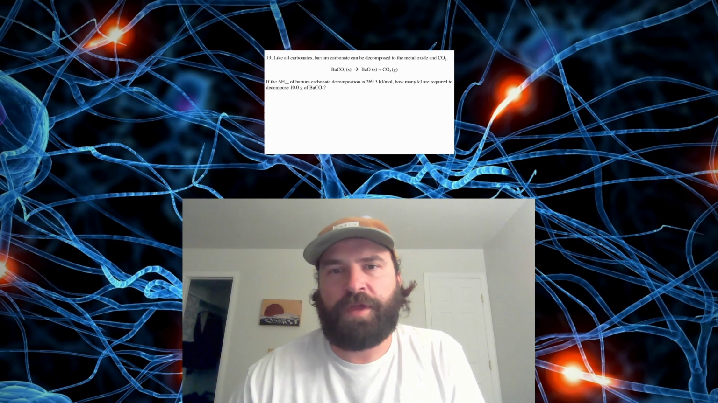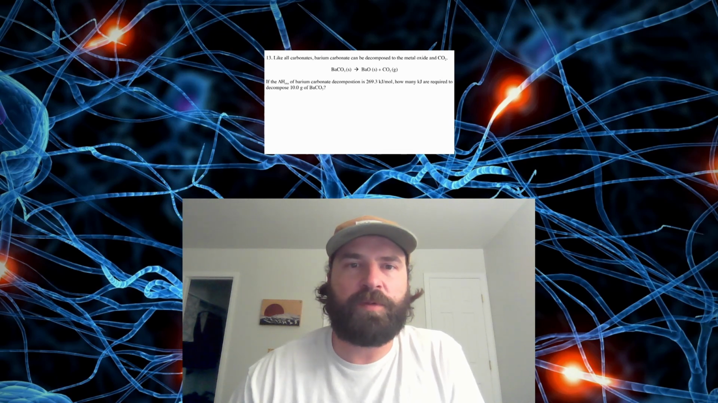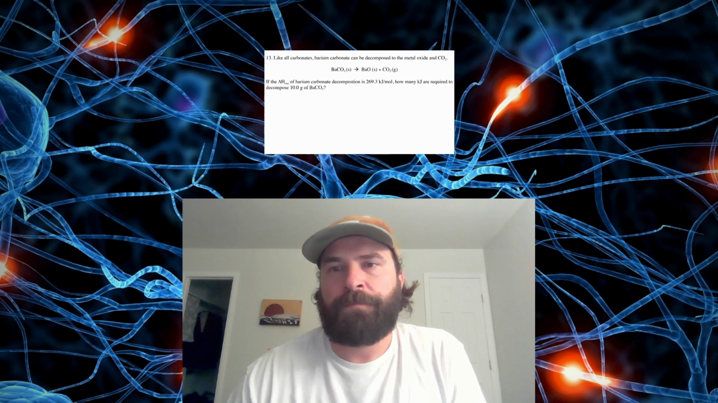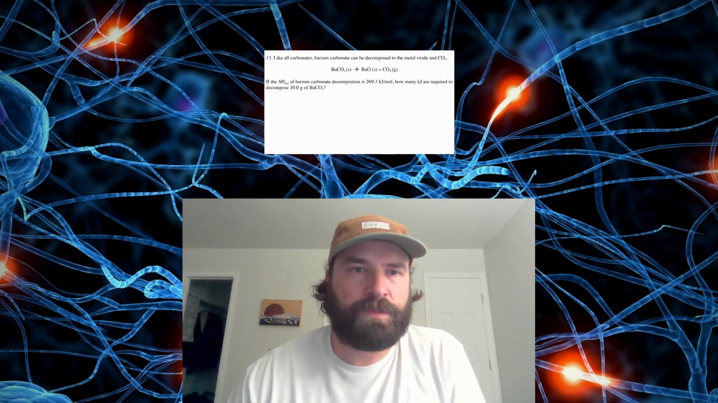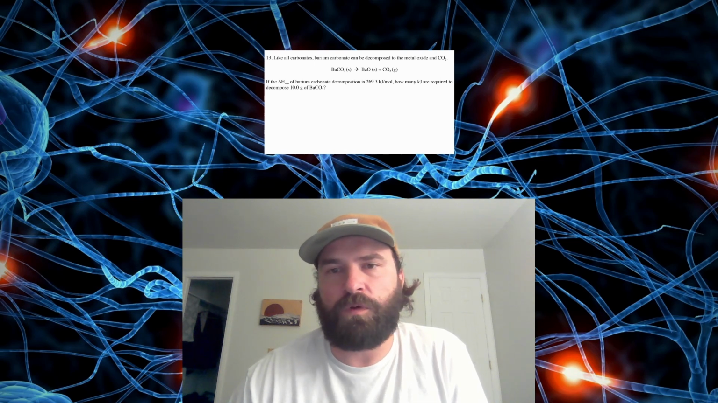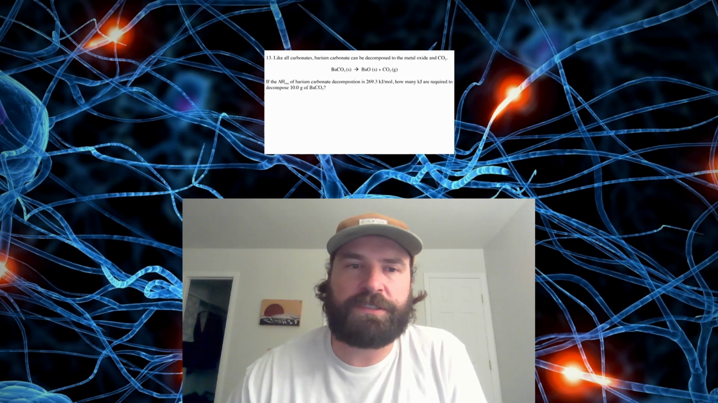All right, let's run through another chemistry question. This one says, like all carbonates, barium carbonate can be decomposed to the metal oxide and CO2. The delta H for the reaction of barium carbonate decomposition is 269.3 kilojoules per mole. How many kilojoules are required to decompose 10 grams of barium carbonate?